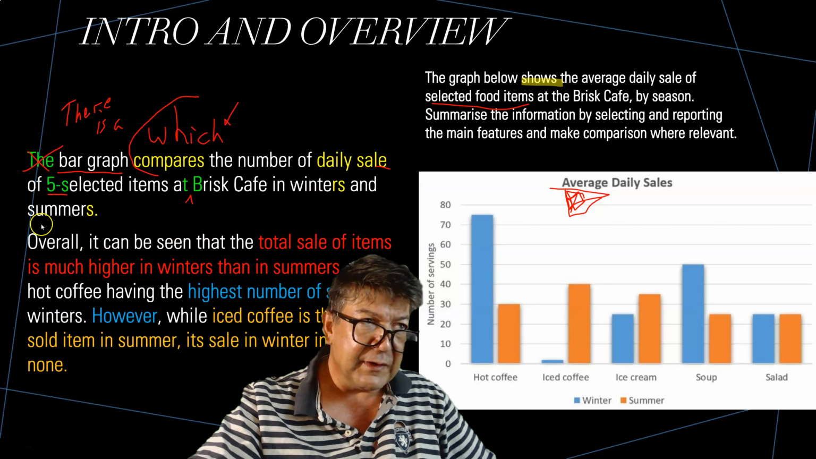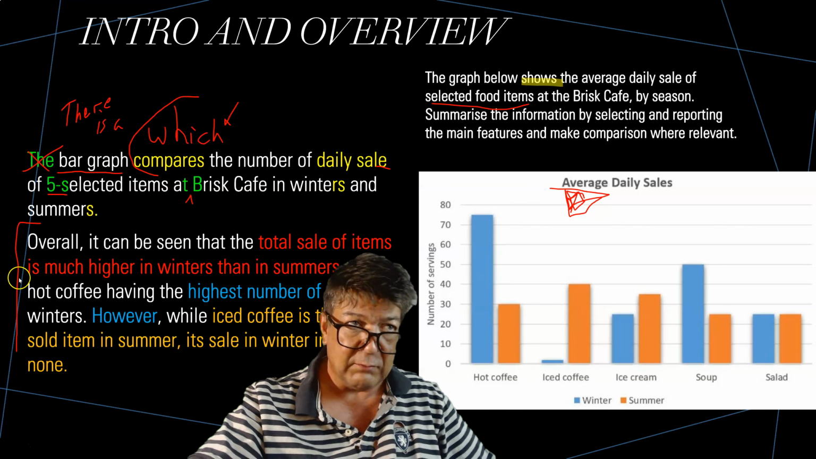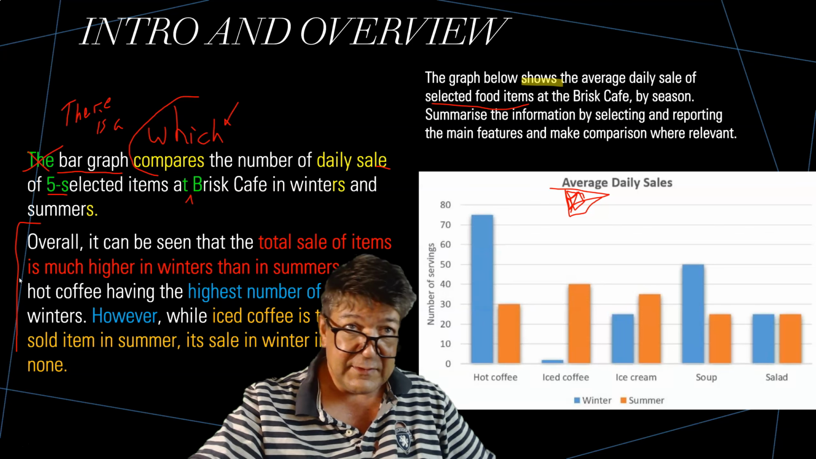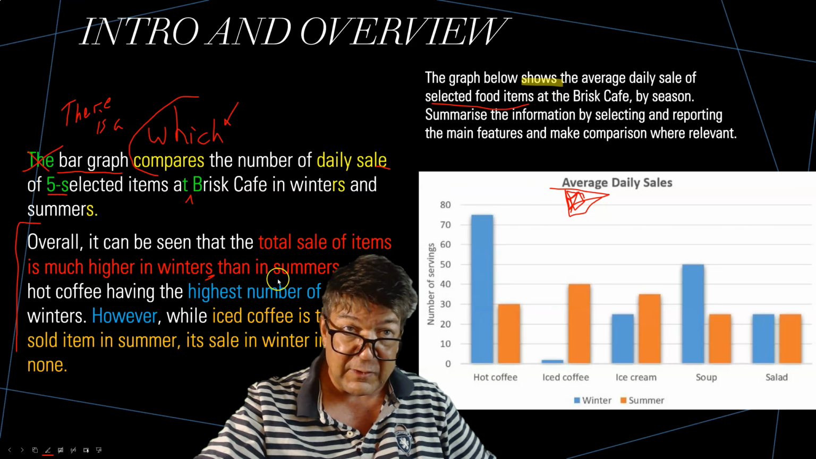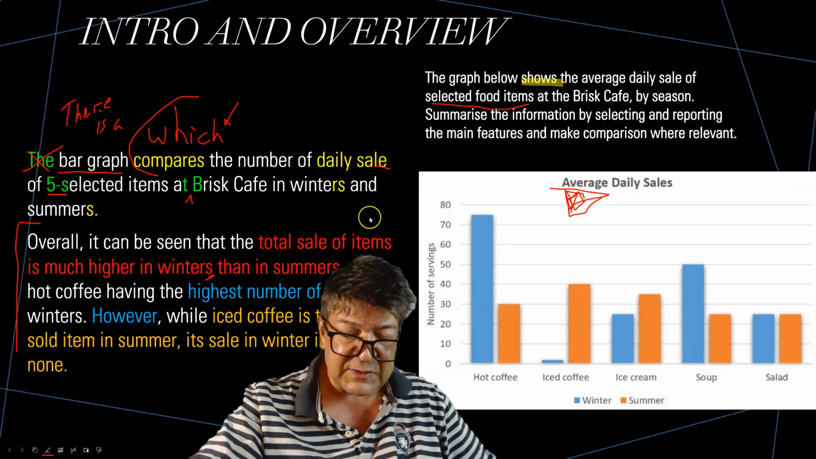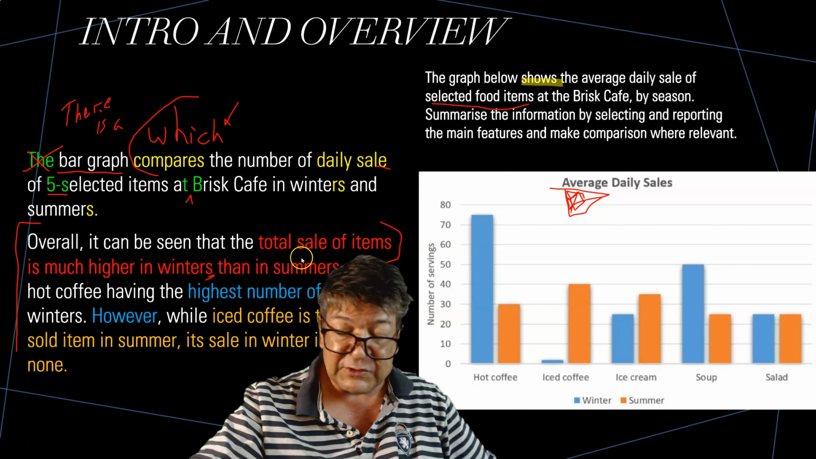Alright, so now the overview, which is the most important part of any task 1. "Overall, it can be seen," read that before, "that the total sale of items is much higher on a daily basis in winters than in summers." Again, no indication it's more than 1. Could be, could not be, we don't know. Alright, it's much higher in winter. Really? Now, this is a pretty big statement here. If it's true, that's a good start.